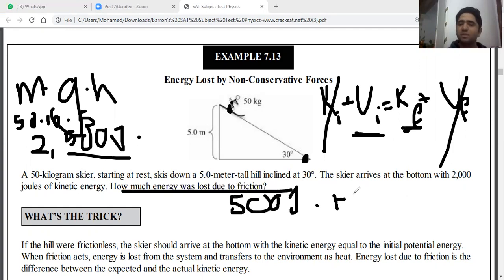And this makes complete sense. Energy can never be lost. It's converted into friction, into heat, into sound, whatever. Okay?